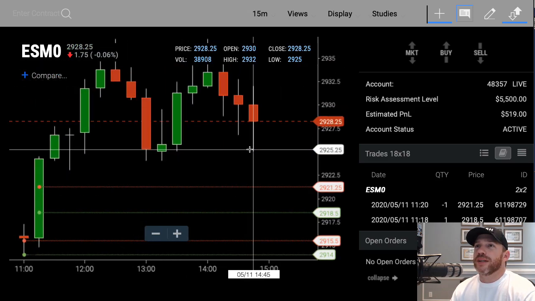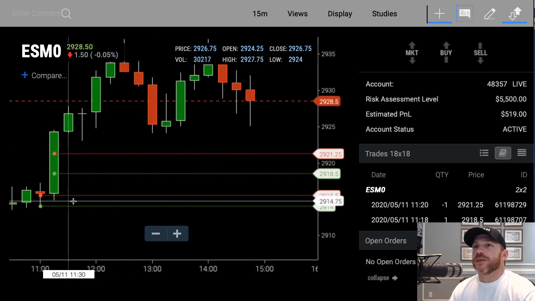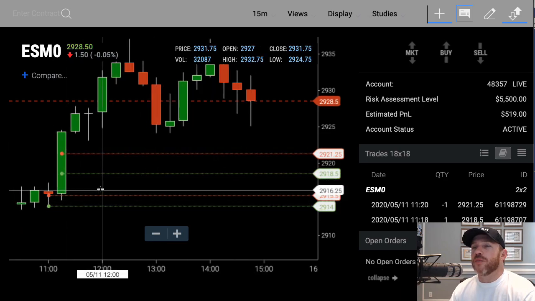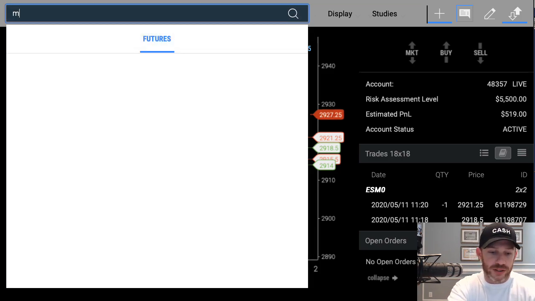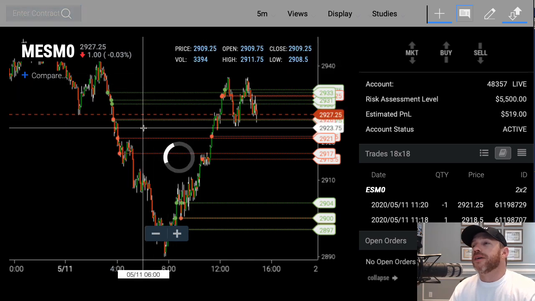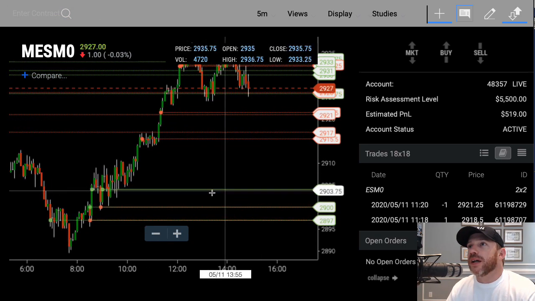This is a 15-minute chart. So again, initially, right here's the open. Well, it's not the open, it's back here. Oh, I'm on the wrong chart. Sorry, I'm on the ES. I was trading the micro. I wonder why I wouldn't see anything. There's my trades.